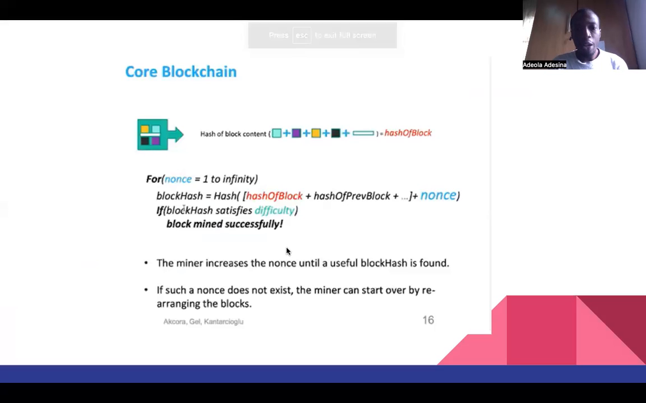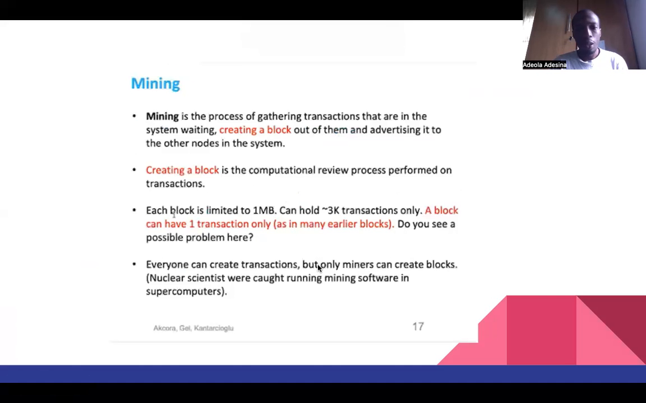So the miner increases the nonce until a useful block hash is found. And if such a nonce does not exist, the miner can start over by rearranging the blocks until it finds the hash that satisfies the difficulty level, right? So I hope that makes sense.